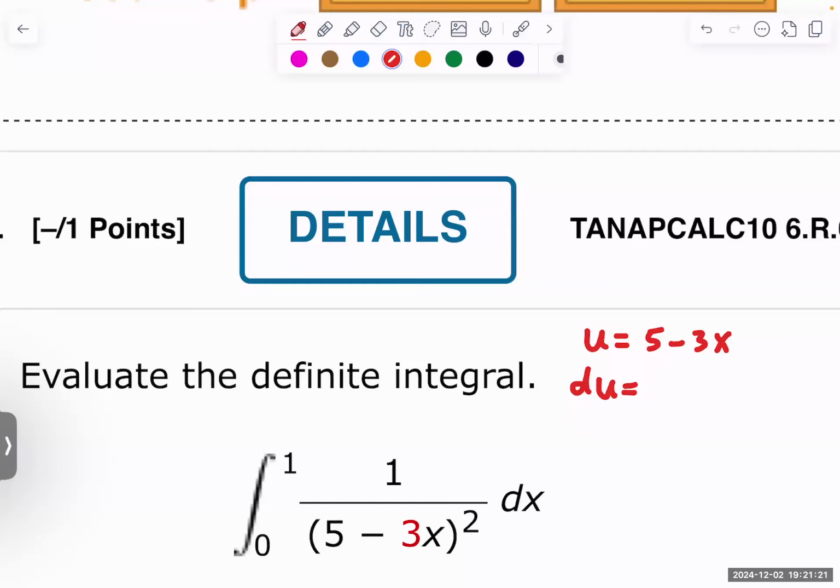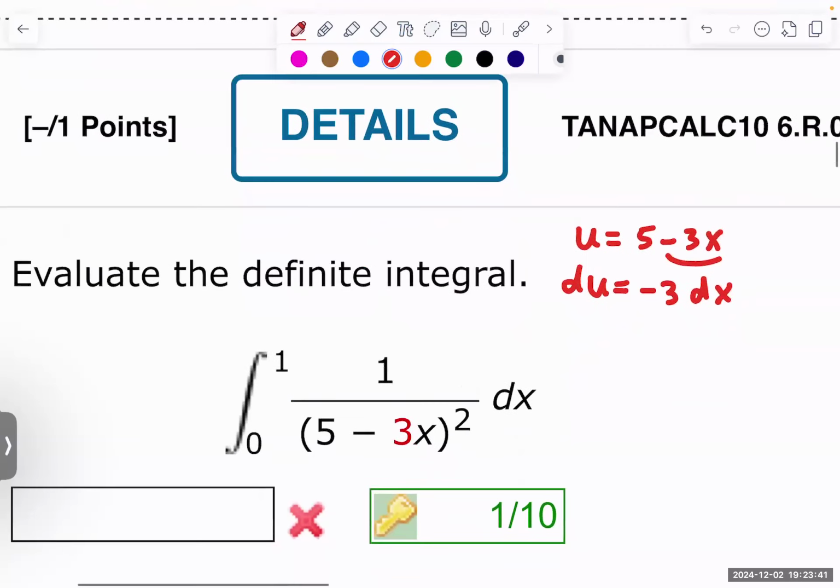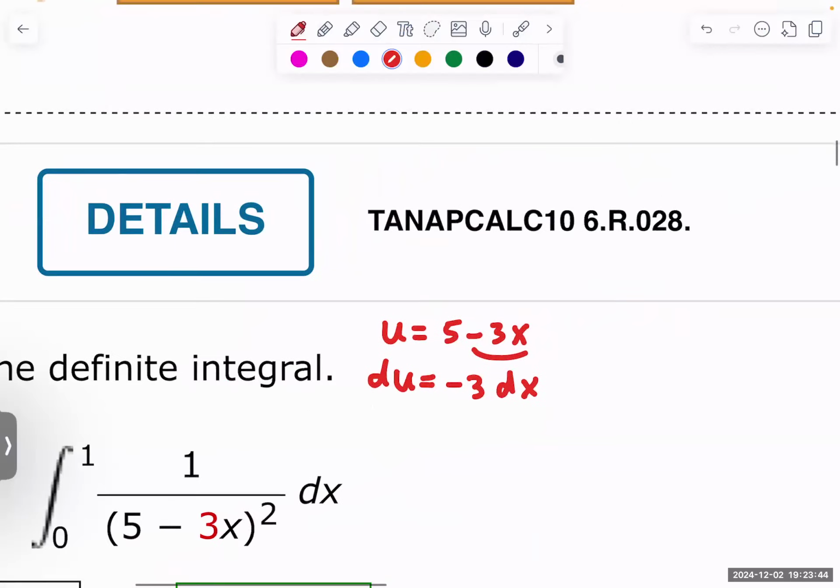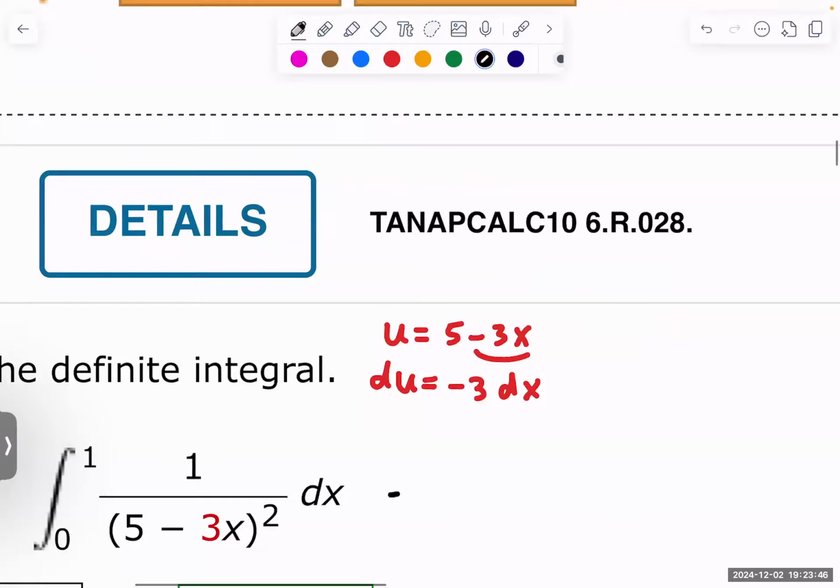Substitute, find it, and then find the limits. Steps together. Du, derivative of 5 is 0. Derivative of -3x is -3. And then we always put dx at the end. So now we say this is equal to, you don't need to put the limit yet. You say, or you change the limits and put it, we'll do it.